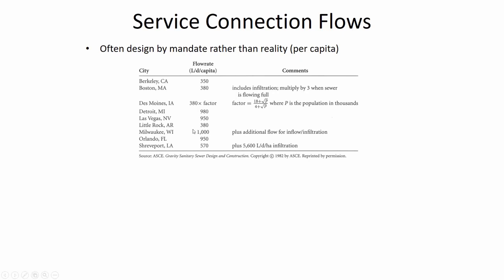Lots of toilet flushing in Wisconsin, supposedly. Plus, they say that you should also allocate a little bit of extra capacity for possible inflow and infiltration. But if you contrast that with Berkeley, California, then it's 350 liters per person per day. And so part of the variation can be related to how well maintained a collection network is.